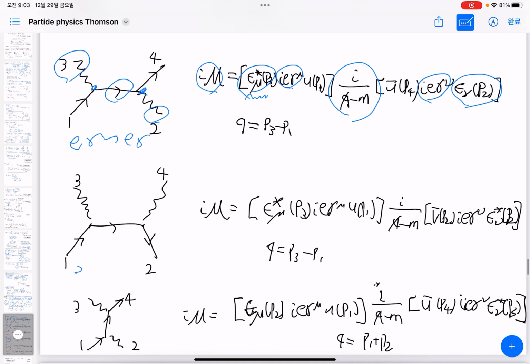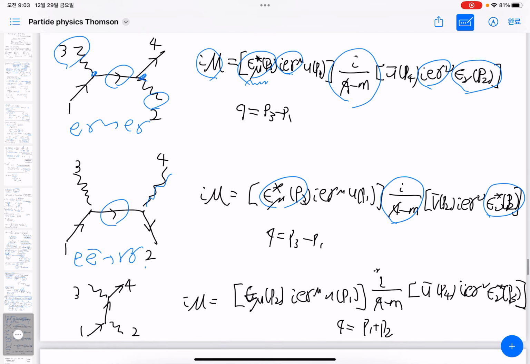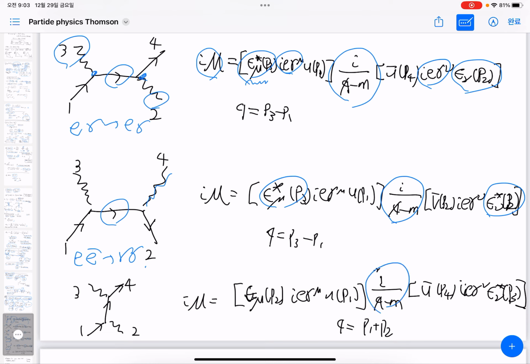This is e e bar to gamma gamma, the electron-positron annihilation process, with the fermion propagator here, and the two photons as outgoing particles, and it is also Lorentz invariant. This is also e gamma scattering, but in the other channel. All the propagators and the incoming and outgoing fermions and photons can be written down.